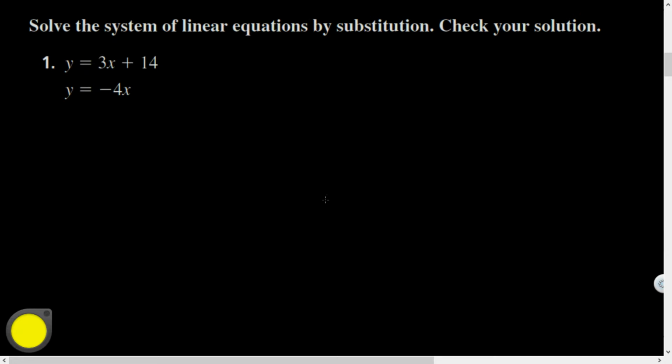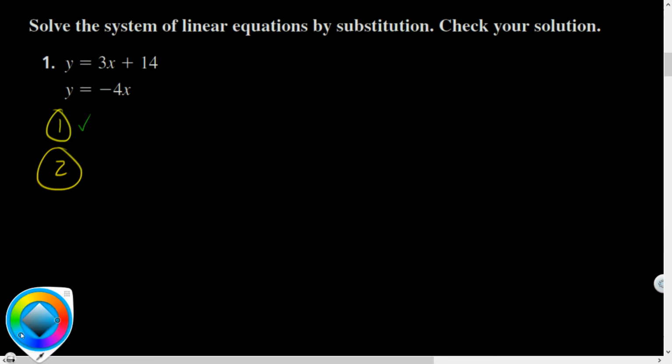All right, step 1 said solve one of the equations for one of its variables. Notice, both of these equations are already solved for one of their variables. What variable is it solved for? Y, because the y is by itself on its own side of the equal sign. So step 1, it done be done again. Thanks, book, for giving me a problem that's partly done. Step 2, we're going to plug it in to the other equation.